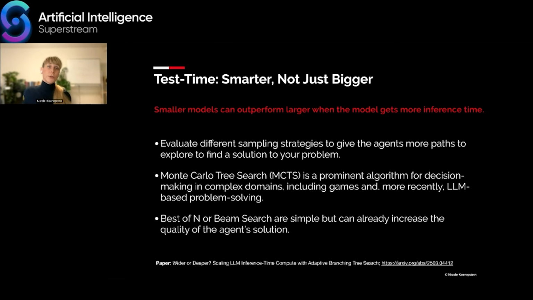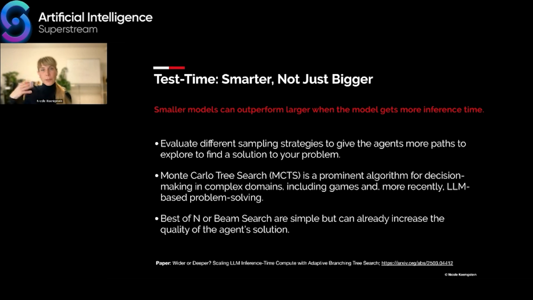And what you should do is evaluate different sampling strategies to give the agents more paths to explore to find a solution for your problem. A very prominent and common method is Monte Carlo tree search for decision making. And you can also use best of N or beam search. These are also viable solutions and have shown really good results.